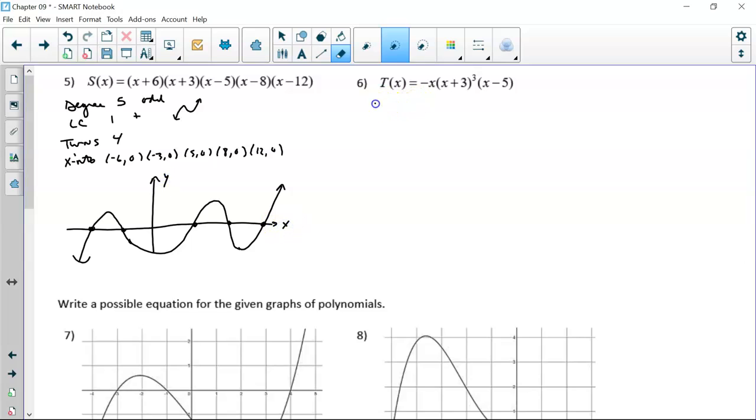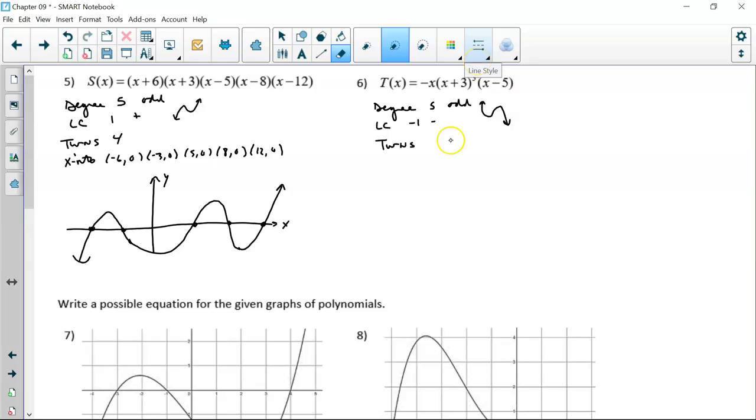And then number 6, the degree: 1, this x counts as 3, so that's 4 total, and 5. Our degree is 5. And our leading coefficient is a -1. So that's negative, so it's odd and negative, so it's going to have a shape that looks like this for the end behavior.